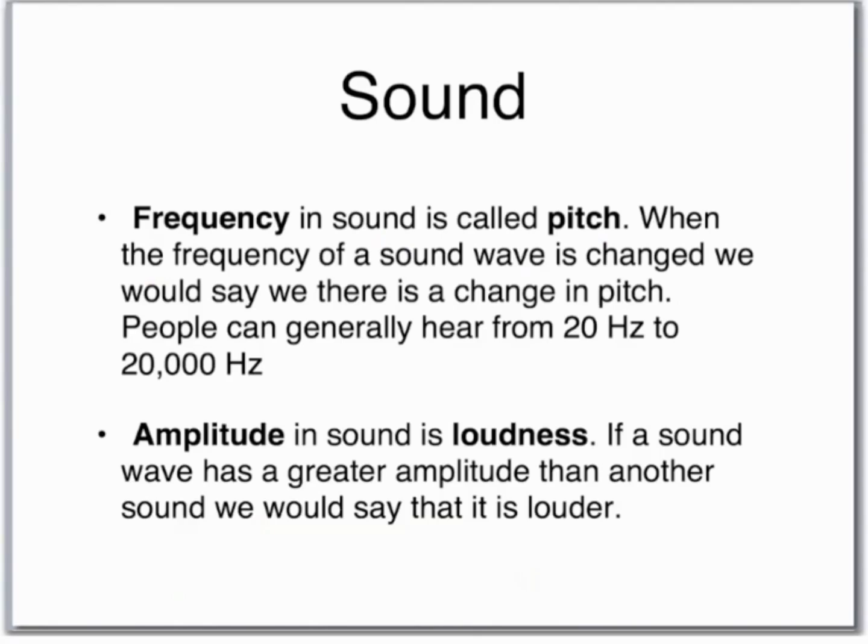Frequency in sound is called pitch. When the frequency of a sound wave is changed, we would say there's a change in pitch. We're used to this when we hear music. People can generally hear from 20 hertz to 20,000 hertz. That's our range of hearing. Amplitude in sound is loudness. If a sound wave has a greater amplitude than another sound, we would say that it is louder. All right, so in terms of a sound wave, this is how frequency and amplitude work.